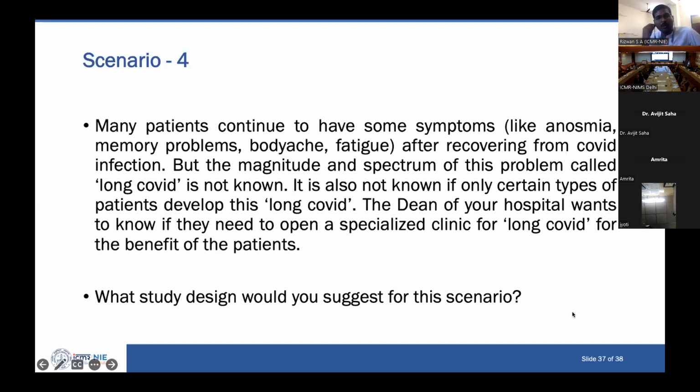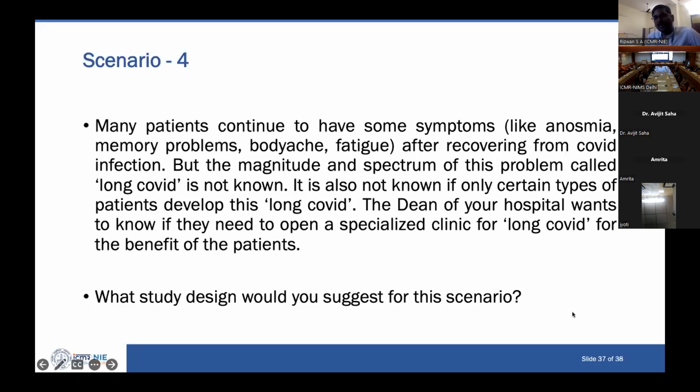And as most of you have pointed out, a registry-based or record-based study, retrospective cohort, might be more appropriate. A case control study might also be appropriate. How come a case control study? Who will be the cases and controls in this scenario? Cases will be those who have these symptoms, and controls will be patients who do not have these symptoms. And you are going to ask them whether they had COVID in the past 6 months or not, or in the past 1 year or not. So a case control study is also very much possible here.